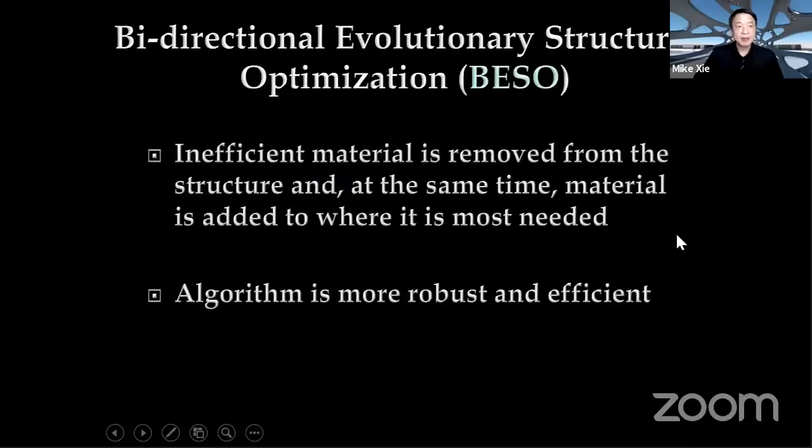Later on, we developed the improved technique called the bidirectional evolutionary structural optimization method, BESO, which Caitlin mentioned earlier. So in addition to removing inefficient material from the structure, we can actually add material to the most critical parts of the structure. And such a bidirectional approach would make the algorithm far more robust and efficient.